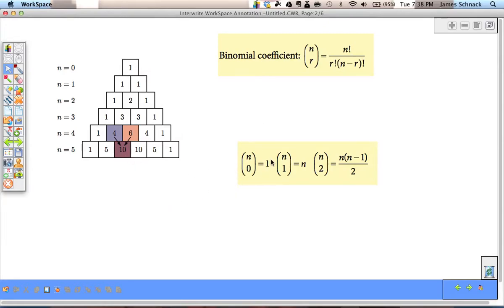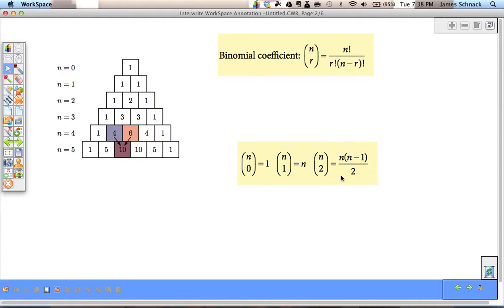But some things worth noting. n choose 0: any number choose 0 is 1. We can see that in Pascal's triangle. These are all something choose 0: 5 choose 0, 4 choose 0, 3 choose 0, and so on. And anything choose 1 is that number: 5, 4, 3, 2, 1. 1 choose 1, 2 choose 1, 3 choose 1, 4 choose 1, 5 choose 1.